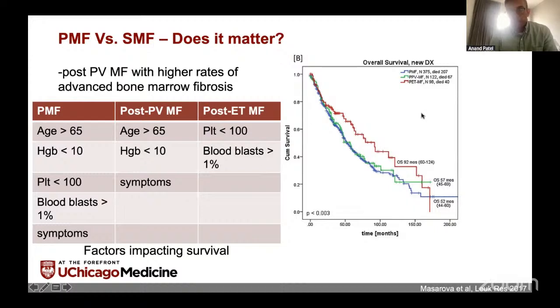The other thing that we noticed is when you look at how patients do over a period of time, post-ETMF, which is this red line, tends to have the best overall survival. And it makes sense because ET of these three diseases tends to be the most slow moving and indolent. But post-PVMF and primary myelofibrosis behave very similarly. The lines are basically superimposed upon one another.